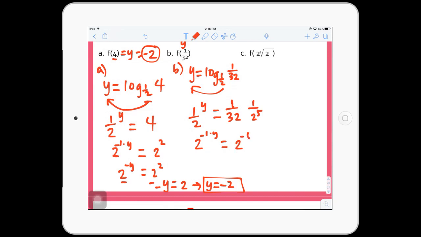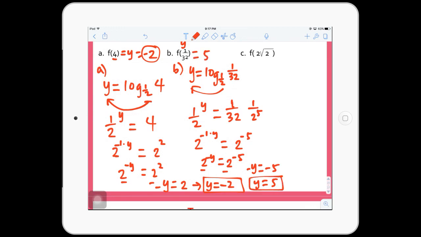And so we have 2 to the negative y equals 2 to the negative 5. Therefore, because the bases are equal, we have the exponents: negative y equals negative 5. And dividing both sides by negative 1, we have y equals 5. So the answer is 5.